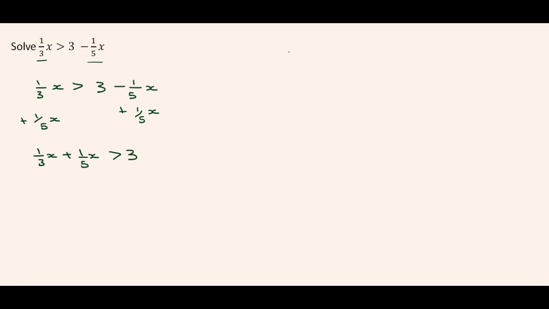So let's go ahead and add the fractions. 1/3 plus 1/5. We have a common denominator of 15. So we multiply 3 by 5, so we also have to multiply 1 by 5. And then 5 here, we want to make that also 15, so we multiply 5 by 3, so we multiply 1 by 3. So now we have 5 plus 3, which is 8/15. So this becomes 8/15 x greater than 3.